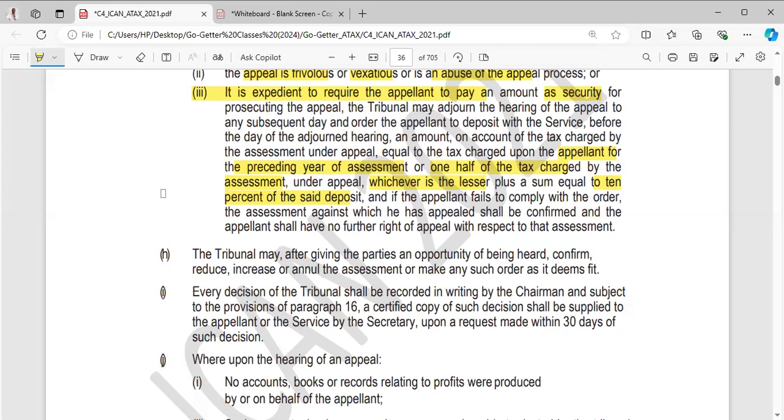They could increase it or they could annul it or make any decision or judgment as it deems fit. Now, when they have made that decision, every decision of the tribunal shall be recorded in writing by the chairman. So you see, that's the document that will be with the chairman, not the secretary. And subject to the provision of paragraph 16, a certified copy of such a decision shall be supplied to the appellant or to the service by the secretary upon request made within 30 days of that decision.